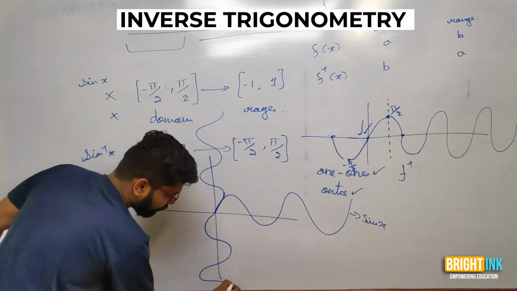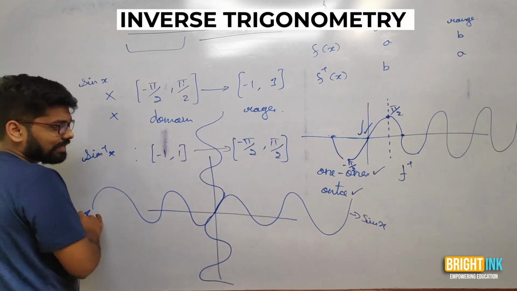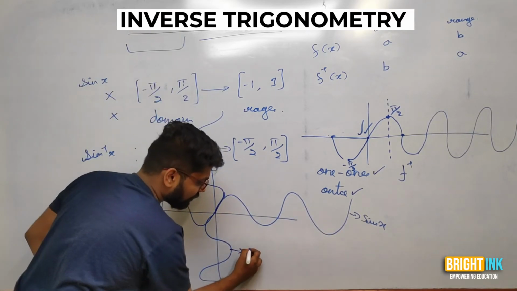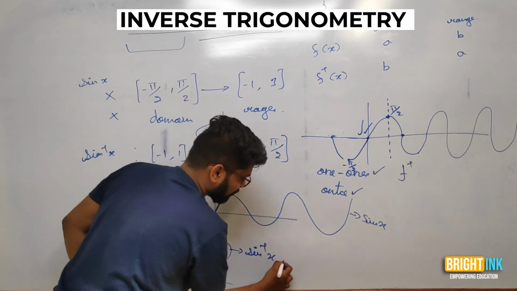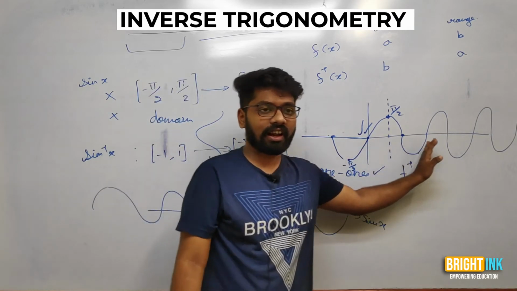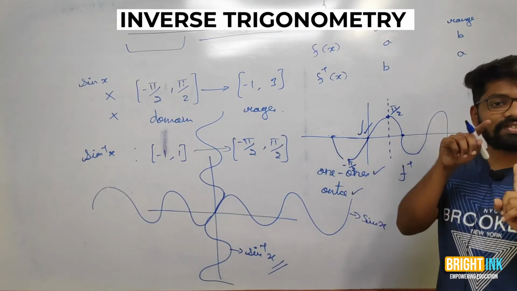Now the old graph: this is the sin x curve with respect to the x axis, and this is the sin inverse x curve. Clear? So this is the main difference, that is the graphical difference. So this is just about sin x, we have only seen sin.